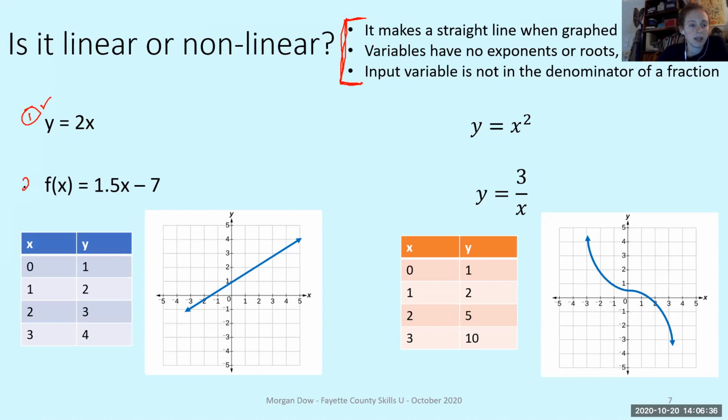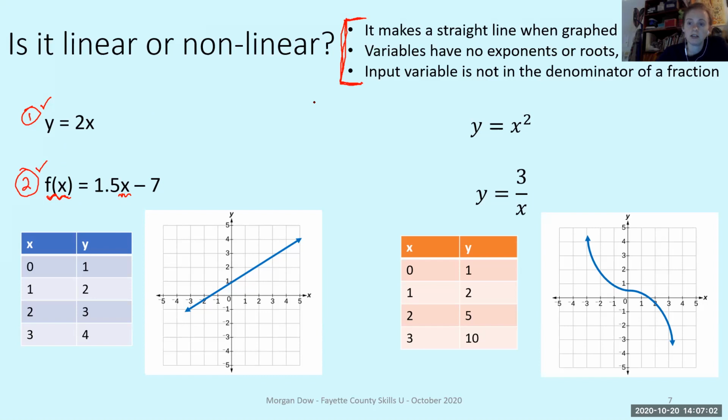Let's look at this second equation. It says f of x equals 1.5x minus 7. So again, I've got my output variable and my input variable. There's no exponents, no roots, nothing crazy going on with those variables. So this also would be a linear function.